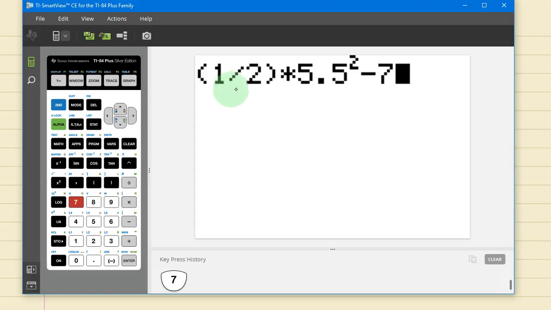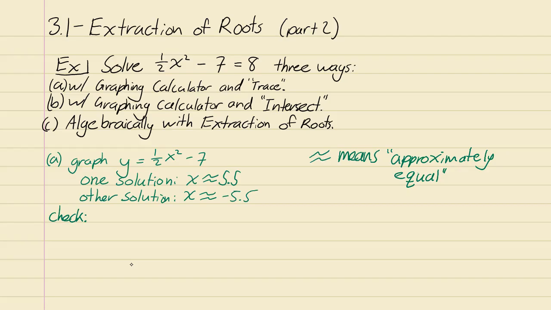Here I just typed in 1/2 times 5.5 squared minus 7. We want to see if we get 8 from this. So when you hit enter, you get 8.125. It's not exactly 8. So it's not exactly a solution, but it's close to a solution. When you plug in x equals 5.5, you get something close to 8, but it's not exactly equal to 8. So how can you do that with the intersect feature?